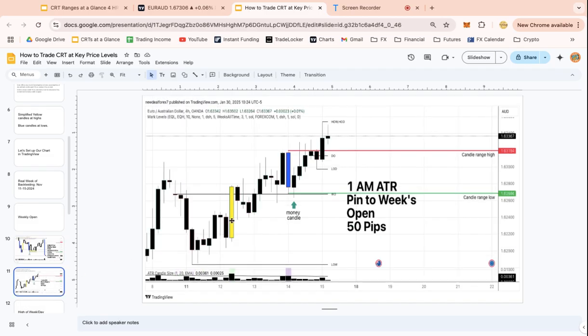Next example to a weekly open. This one right here was a 1 a.m. blue candle.